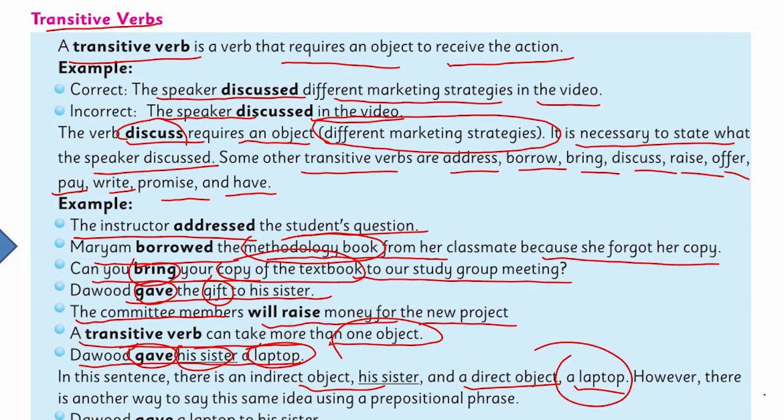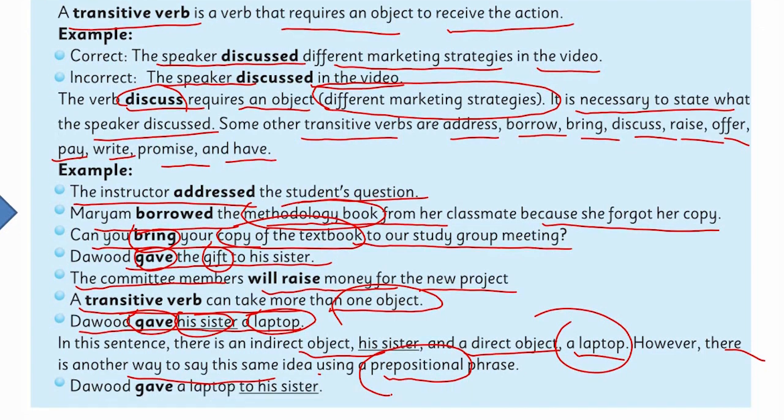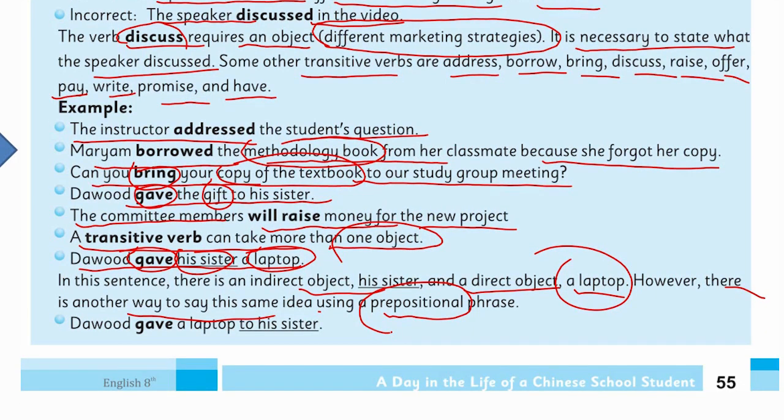However, there is another way to say this same idea using a prepositional phrase. A prepositional phrase means a phrase that contains to, on, in, at, which are called prepositions. For example, Daud gave a laptop to his sister. The meaning is the same, but we have swapped the words around, but the meaning of the sentence is the same. The preposition to has come into this sentence. What do prepositions do? They show the relationship between nouns or pronouns.